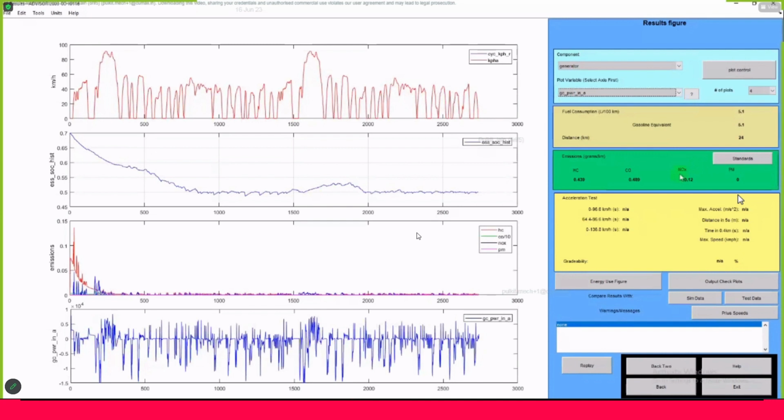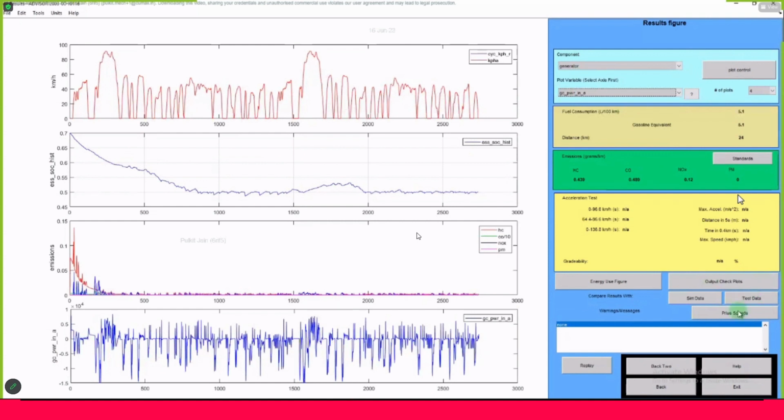Now let us have a look at emission and fuel consumption. A total of 24 kilometers over these two cycles, the first cycle and the second cycle, has been covered. One cycle is approximately 12 kilometers, and you can see the emission related data here. We can again check the energy use figure and output check plots, and you can simulate the data, or you can test the data as well.